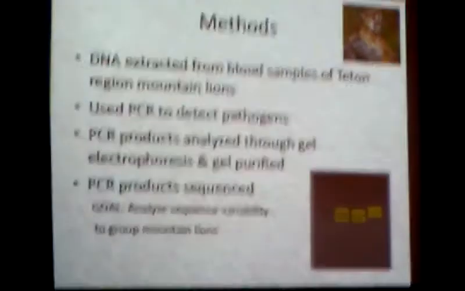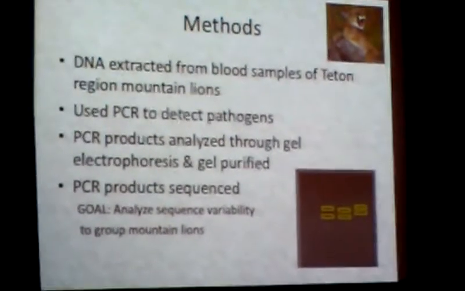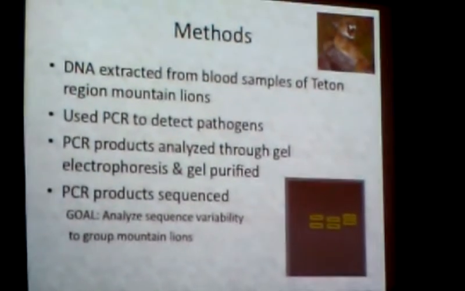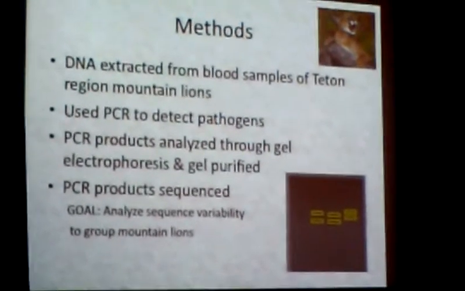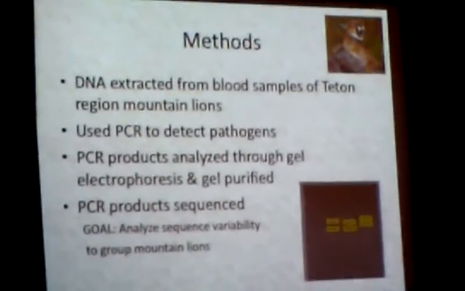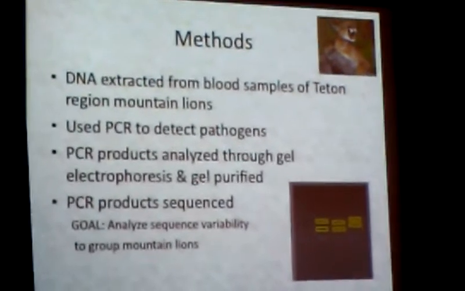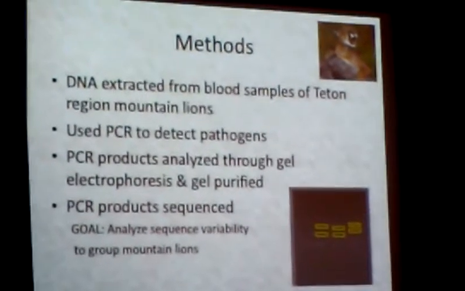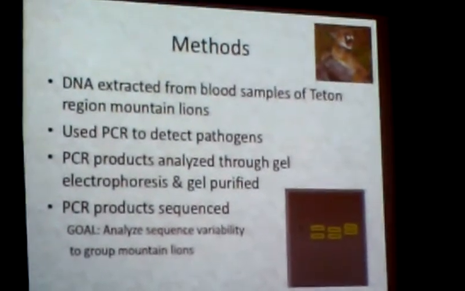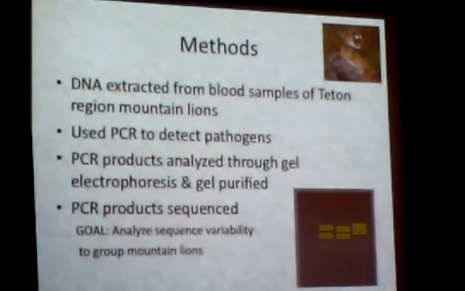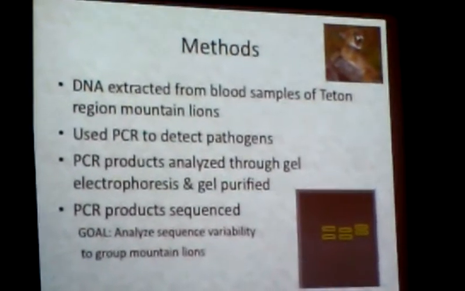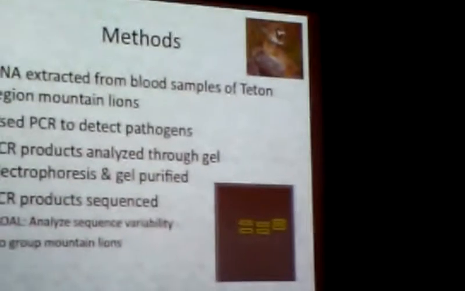So what did we do? DNA was extracted from blood samples from mountain lions in the Teton region of Wyoming. To detect the pathogens, we used PCR, which is polymerase chain reaction, which is pretty much like a photocopier that makes billions of copies of the specific region that you're looking for, and it comes out in a nice little tube. And the products were then analyzed and gel purified.